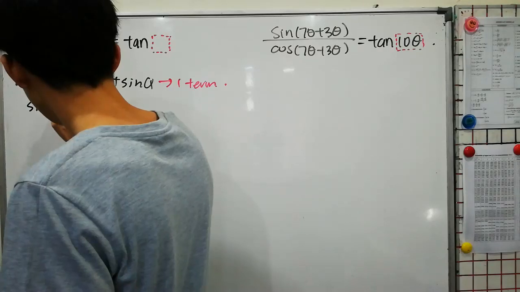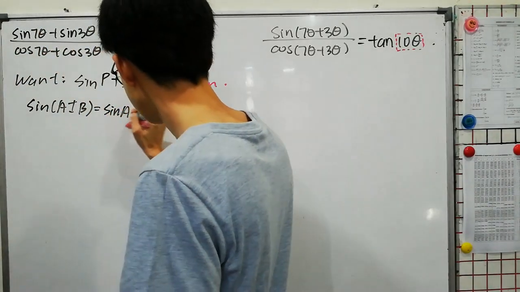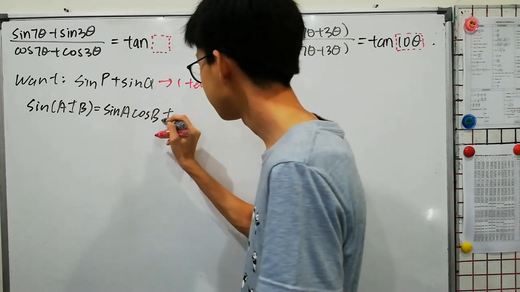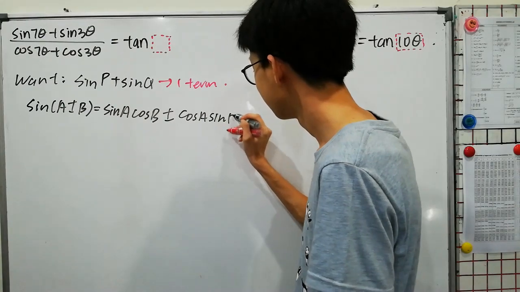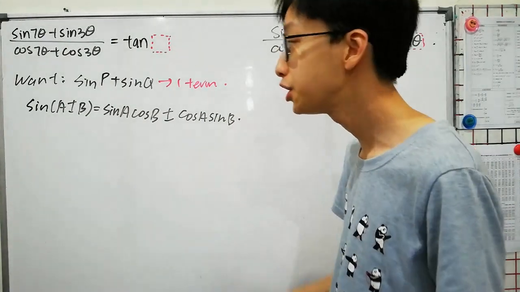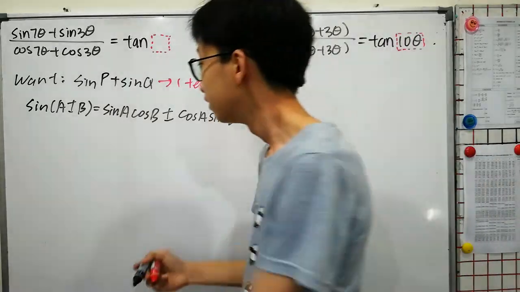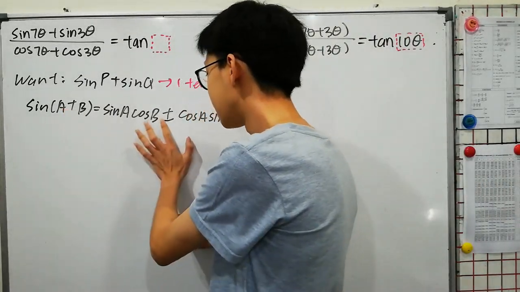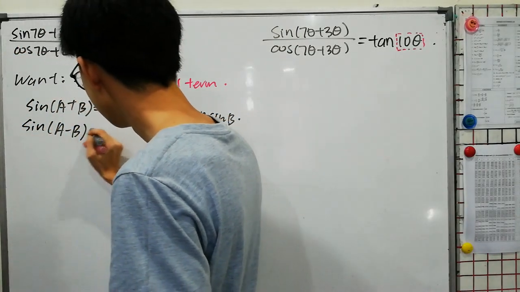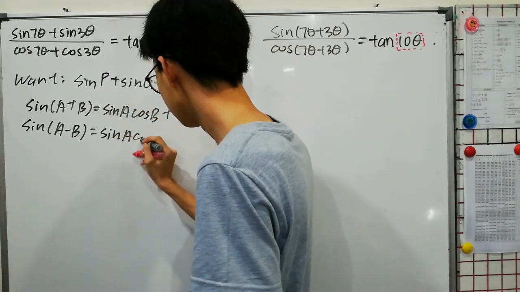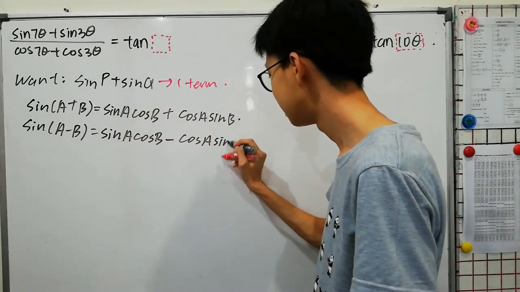Sine of A plus or minus B equals sine A cos B plus or minus cos A sine B, right? But actually, we can make two equations from this formula. The first one we just take away the minus sign, and the second one we just use sine A minus B equals sine A cos B minus cos A sine B.